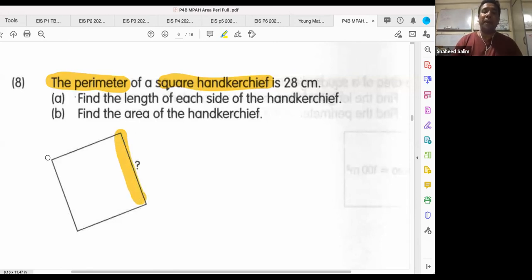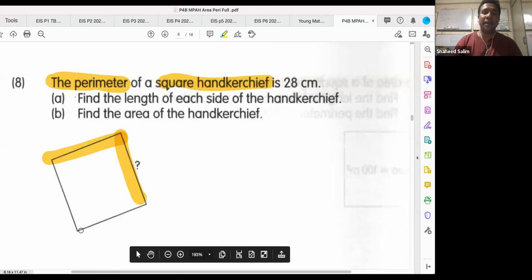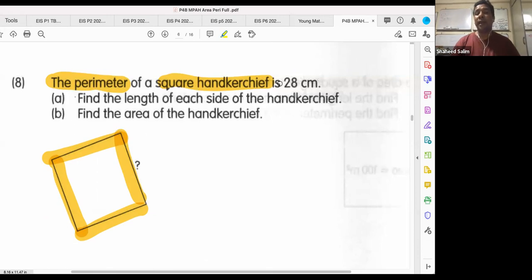They say the whole perimeter is 28 cm. What is whole perimeter 28 cm? Means this plus this plus this plus this is 28. What is one side? One length, two lengths, three lengths, four lengths. 4 lengths is 28 cm.